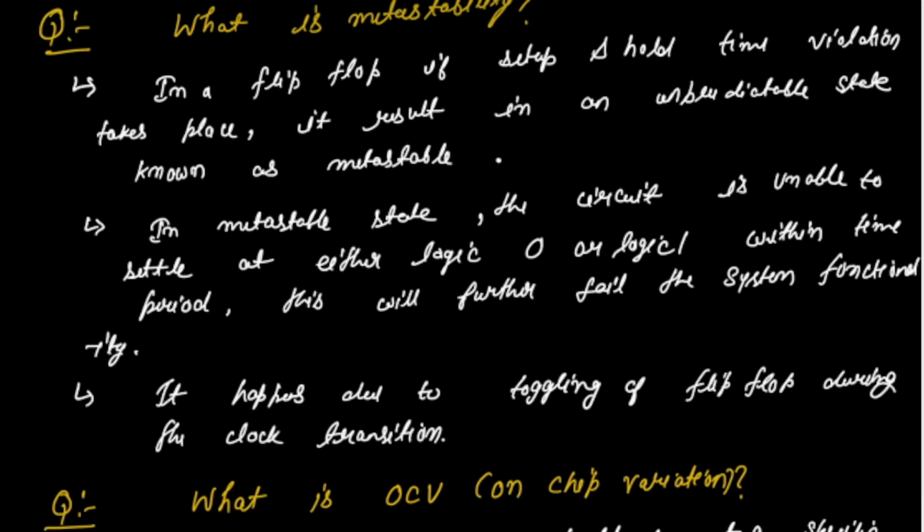Metastability: the circuit is unable to settle at either 0 or 1, and it occurs because we have a setup and hold timing violation. It results in an unpredictable state known as the metastable state. It happens due to the toggling of the flip-flop during the clock transition.